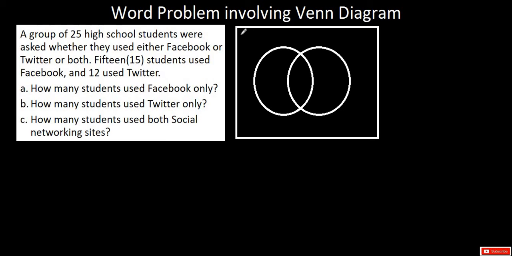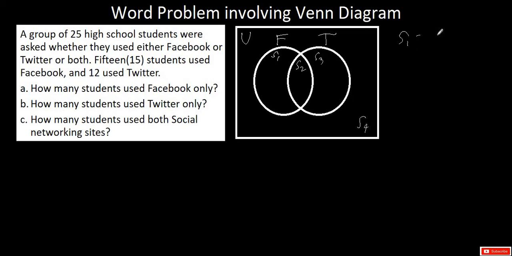The rectangle here represents the universal set. Then in the problem, there are only two sets under consideration. These are the set of students who use Facebook and the set of students who use Twitter. So the first circle in our overlapping circle here represents the set of students who use Facebook, and the second circle is the set of students who use Twitter. And in a Venn diagram, if there are two sets under consideration, there will be four regions: S sub 1, S sub 2, S sub 3, and S sub 4.